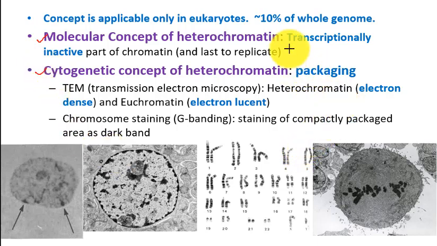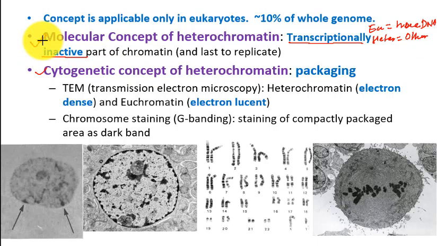So, the molecular concept of heterochromatin is the part of DNA which is transcriptionally inactive. The opposite is also true. The part of DNA which is transcriptionally active is called euchromatin. The meaning of eu is true: true chromatin, true part of DNA. That is the molecular concept. And hetero is other. So other DNA than the DNA that is transcriptionally active, you can call hetero. This is the molecular concept of heterochromatin.